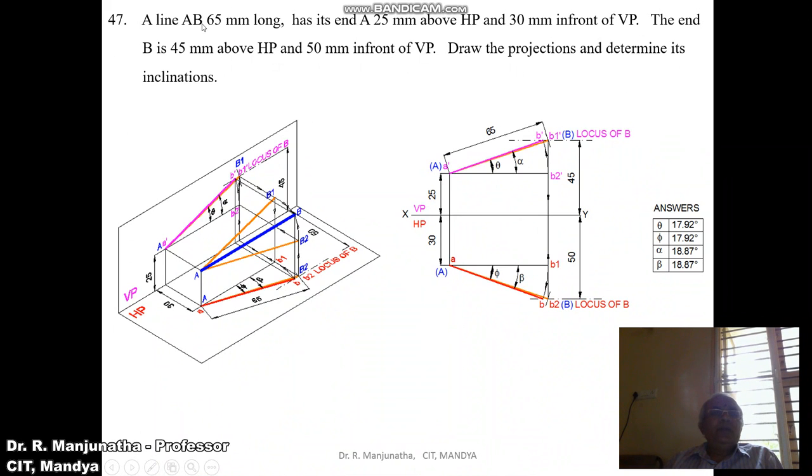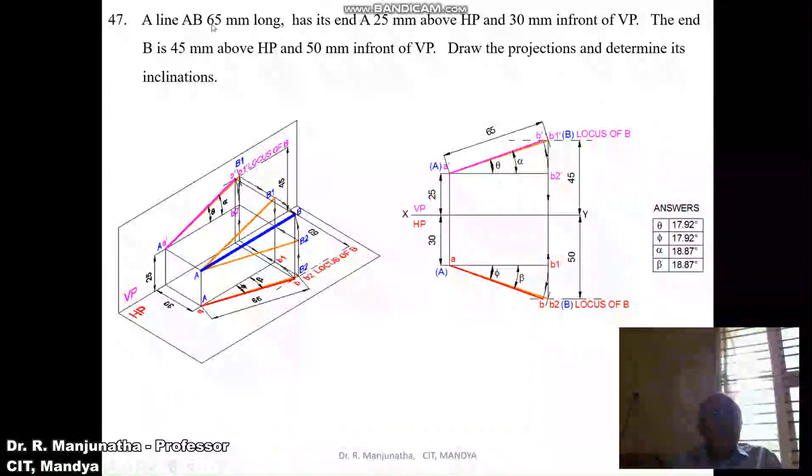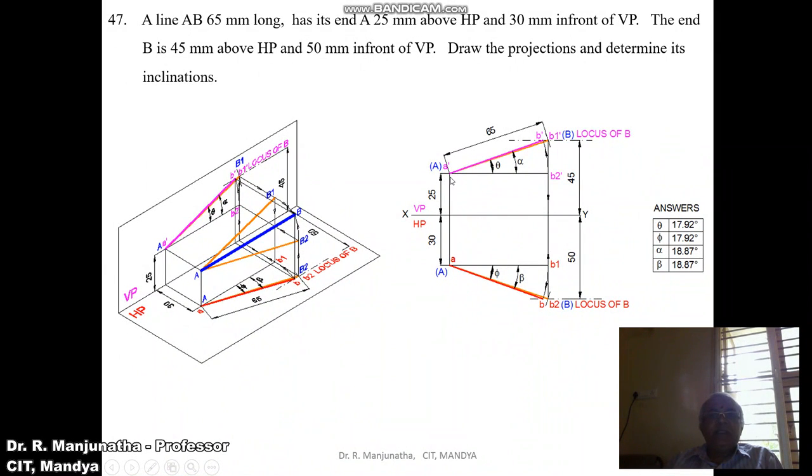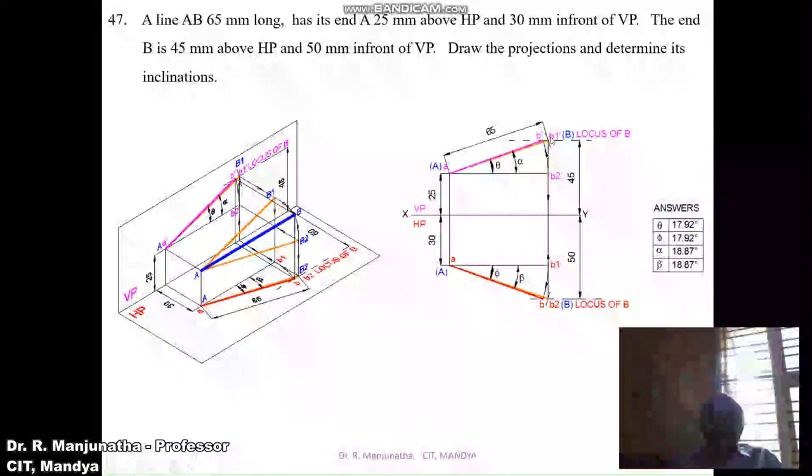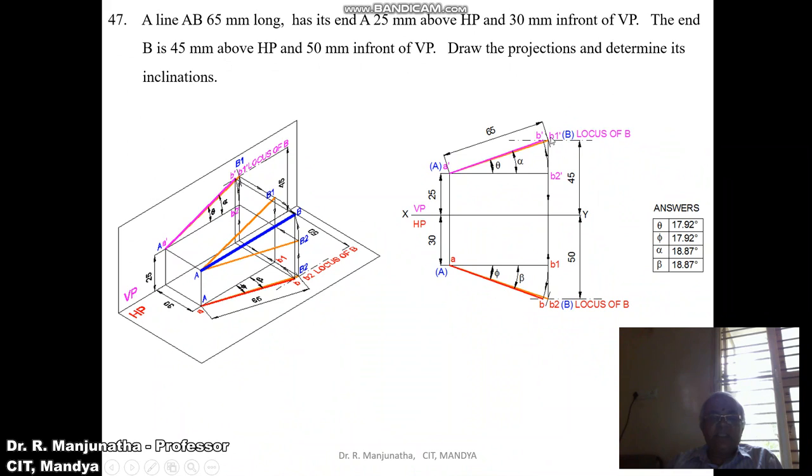So by using the compass you measure a distance of 65 mm. With A dash as center, cut an arc on the locus of B, and similarly with the same radius, with A as center, cut an arc on the locus of B in the top view. You mark this point as B1 dash and write it as capital B in bracket. Similarly, you mark this point as B2 and write it as capital B, because that line is in true length. Join A dash B1 dash a little bit thicker than the XY line, and here join A B2 a little bit thicker than the XY line.